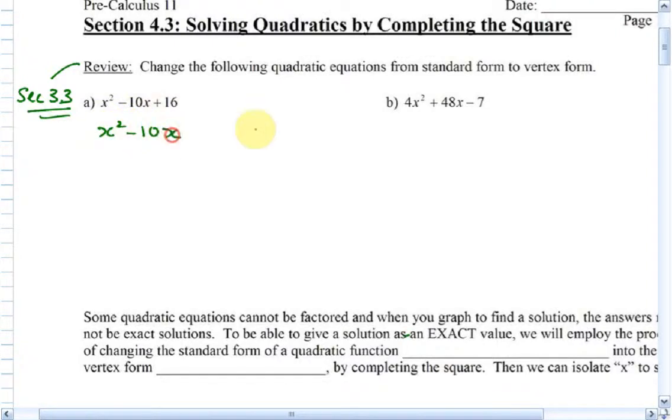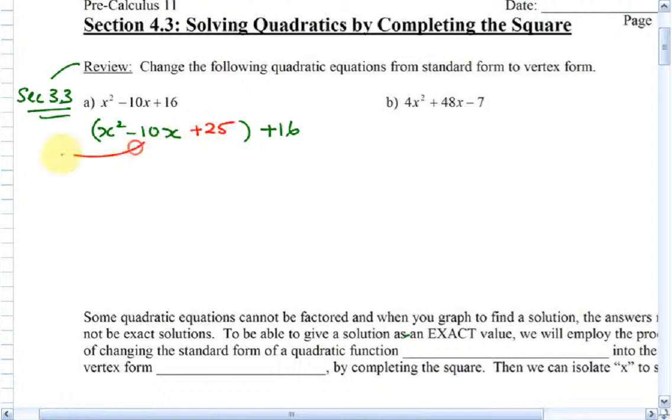Well, I always say to you, look at the first two terms. Let's put a bracket around them. Let's leave some space for something we're going to add in, and that constant term will leave outside. Now, help me out. What number goes inside the bracket to make this a perfect square? 25. Yeah, it's plus 25.